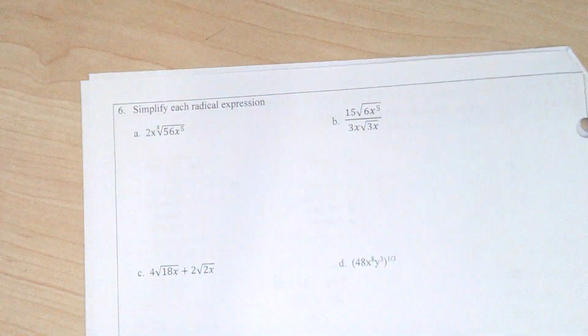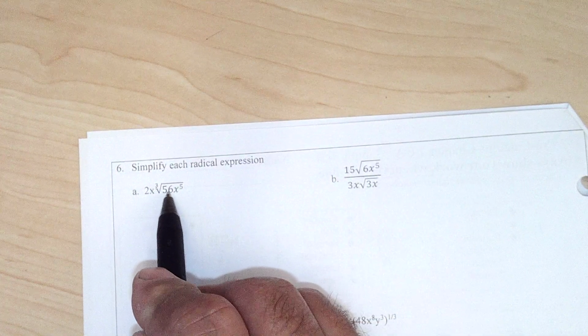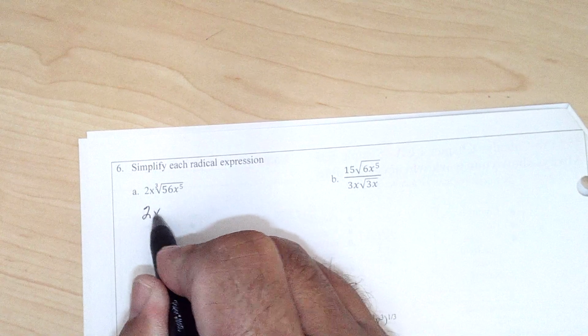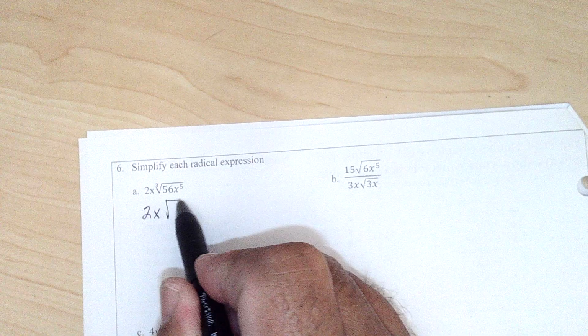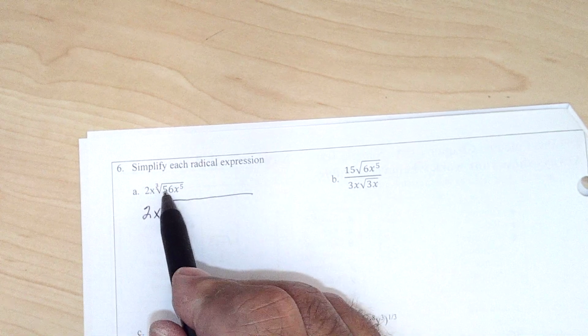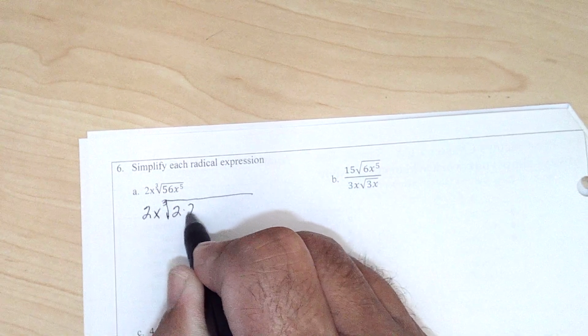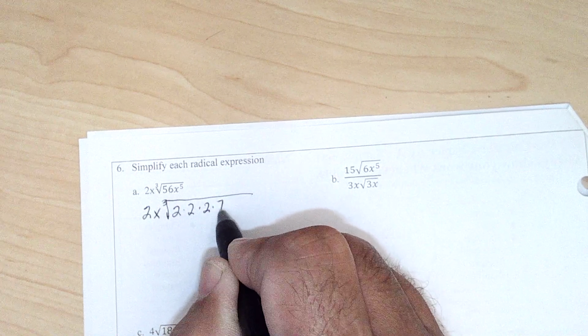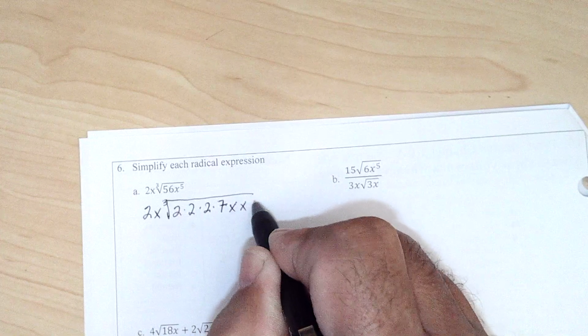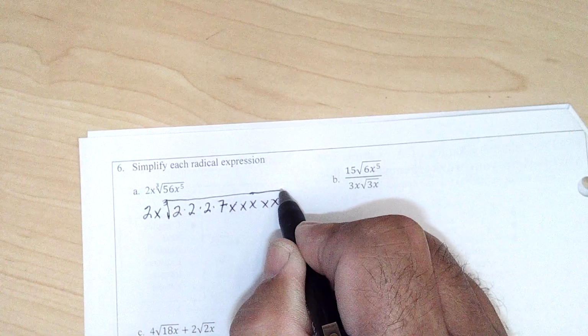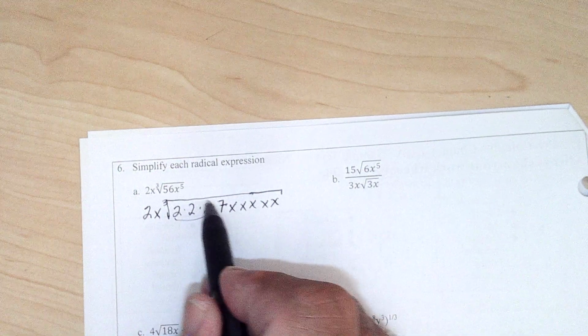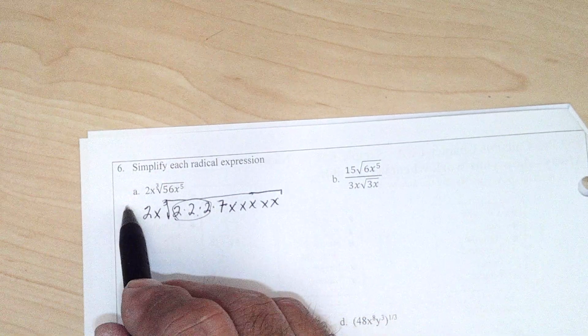Okay, page 2. So we're looking for cube root. We're looking for groups of 3. We have a 2, an x, and then inside this root, where we're looking for groups of 3, we have a 56, which is 2 times 28, which is 2 times 14, which is 2 times 7, times x, times x, times x, times x, times x. 5 x's multiplied. We have a group of 3 2's, which will come out as a 2.